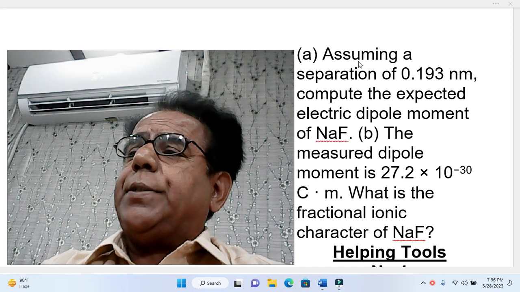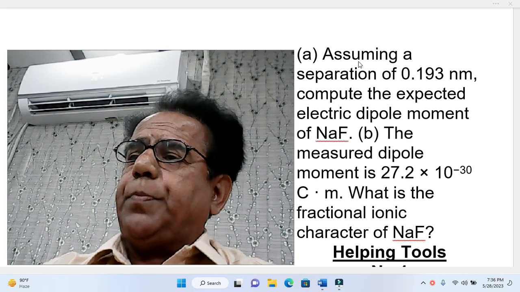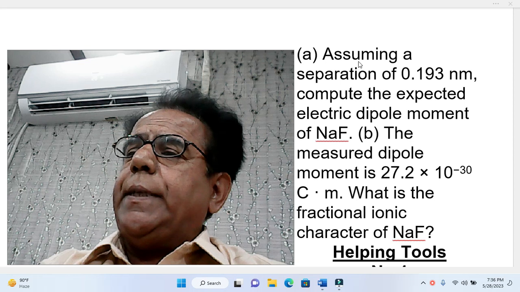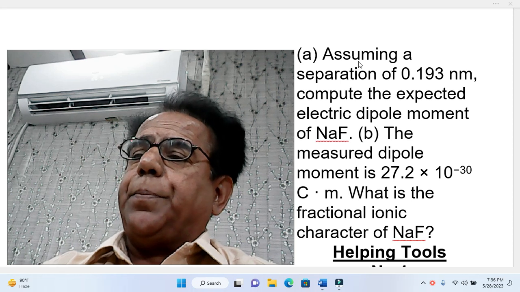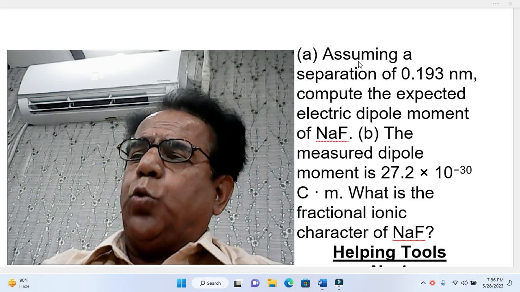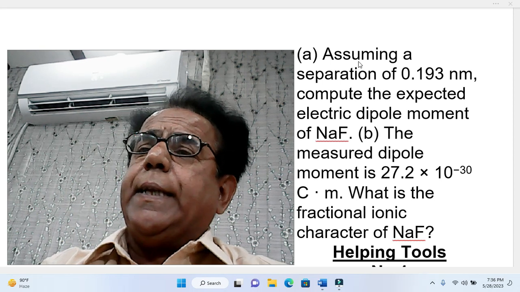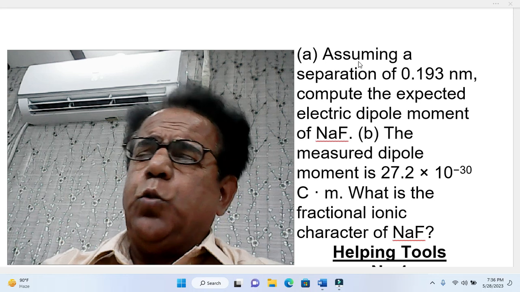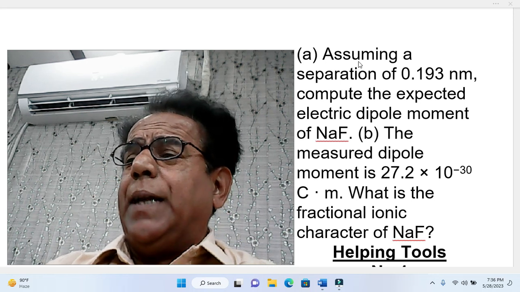Assuming a separation of 0.193 nanometer, compute the expected electric dipole moment of NaF. Na stands for sodium and F stands for fluorine gas. Sodium fluoride, not sodium fluorine.